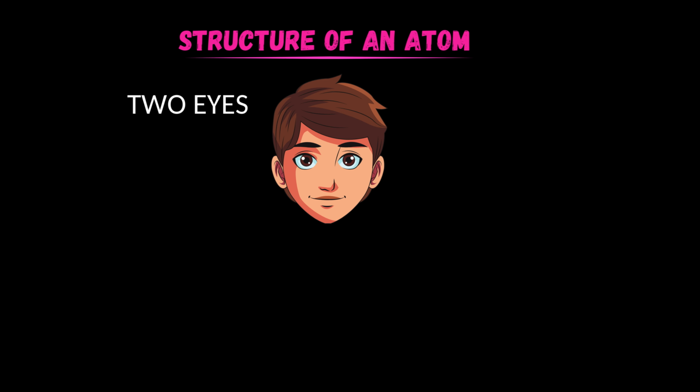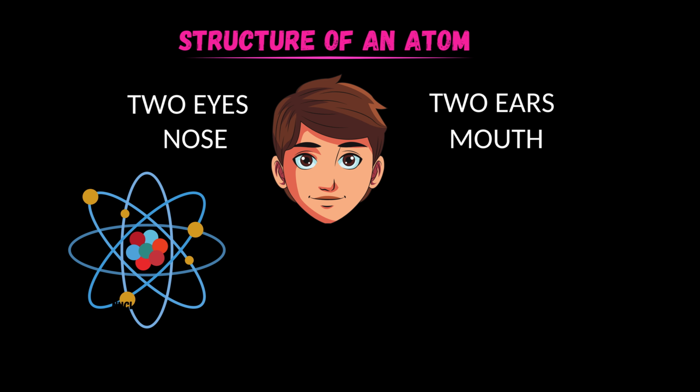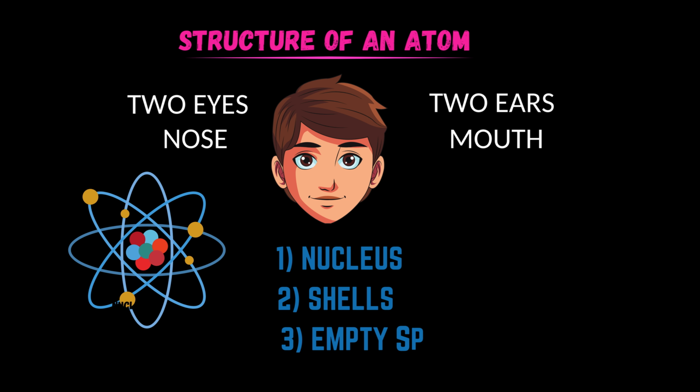We know that the structure of all human beings is the same. For instance, every human being has two eyes, a nose, a mouth and two ears. Similarly, the structure of all atoms is the same. Every atom has three parts. The central part of an atom is the nucleus. The fixed circular paths around the nucleus are shells or energy levels.